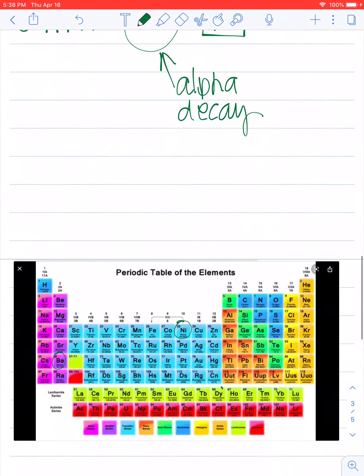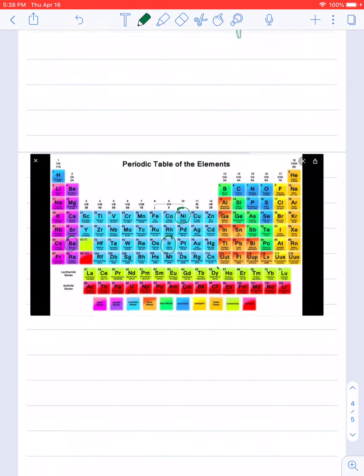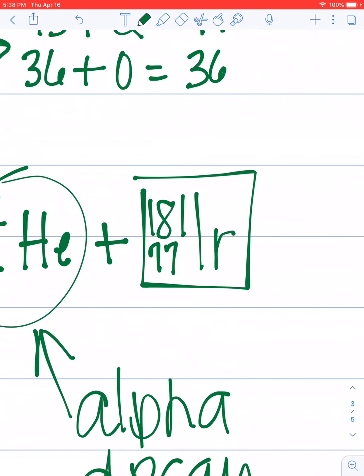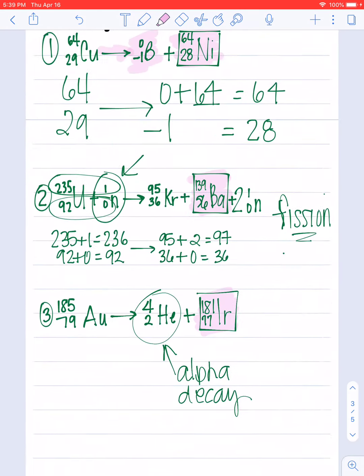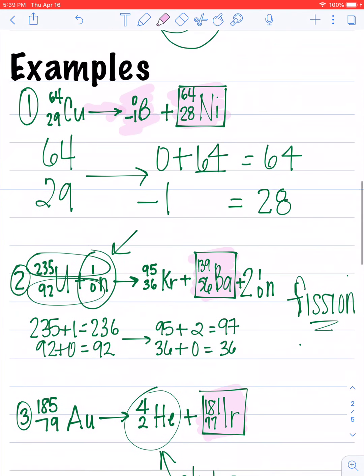So let's go down here and see what number 77 on the periodic table is. It looks like it's iridium. That's not an element we hear about very often. So iridium, and that is our final answer there for our alpha decay problem. So hopefully this will help get you started on how to balance nuclear equations.